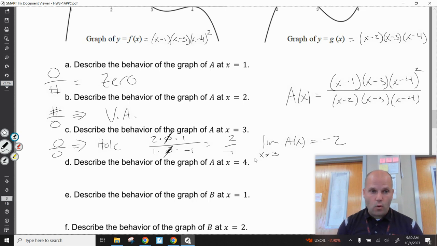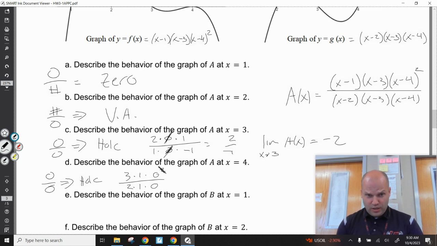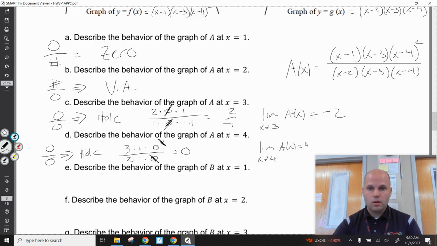And then let's talk about 4. If I plugged in 4, I get 0 over 0. That is another indication of a hole. Now, if you plugged in 4, you'd get 3 times 1 times something close to 0 squared, over 2 times 1 times something close to 0 to the first. If you could cancel some things, you would cancel these factors, these things close to 0. One of them would cancel. You would get 0, which is telling you that this function's hole has a location of 4, 0.